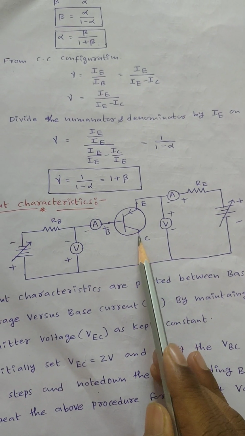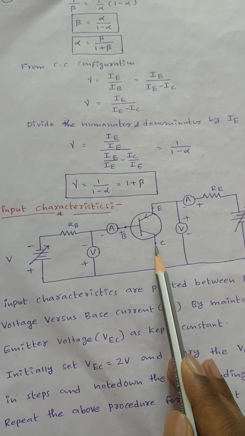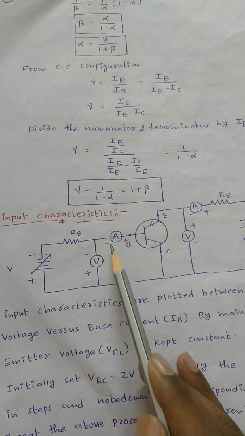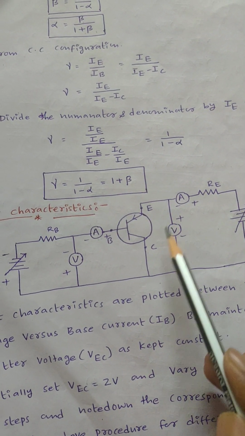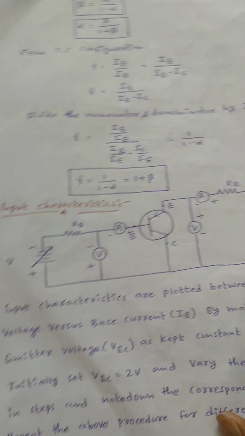See here, the collector is common for both input and output. VBC is nothing but the base collector voltage, that will be read by this voltmeter. Here IB is the base current, that is read by this ammeter. Similarly, here the emitter collector voltage will be read by this voltmeter. This ammeter will read the emitter current.